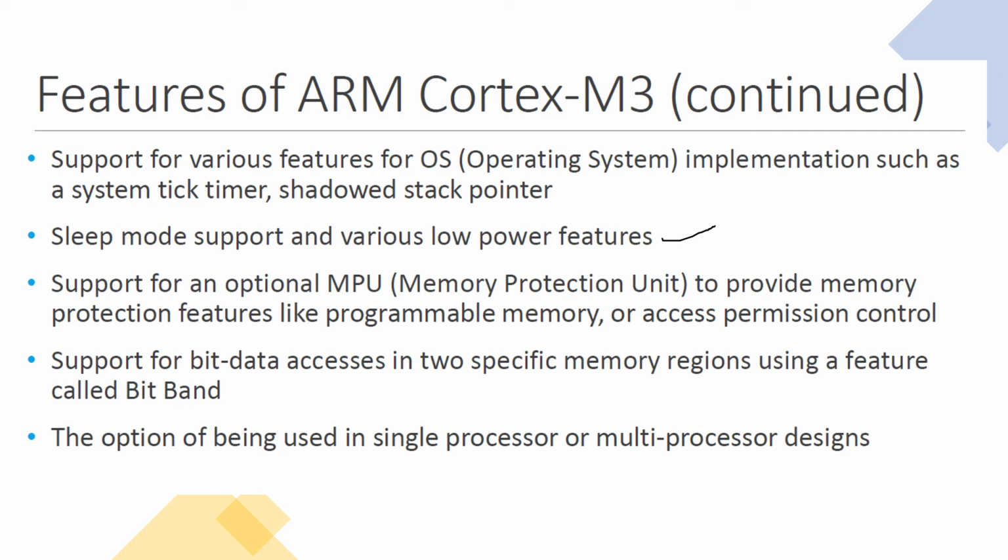And one more is support for bit data access in two specific memory regions using a feature called bit band. This is a very important feature, wherein if we have, say, one register like R0, it will give you access to program a particular bit of that register.